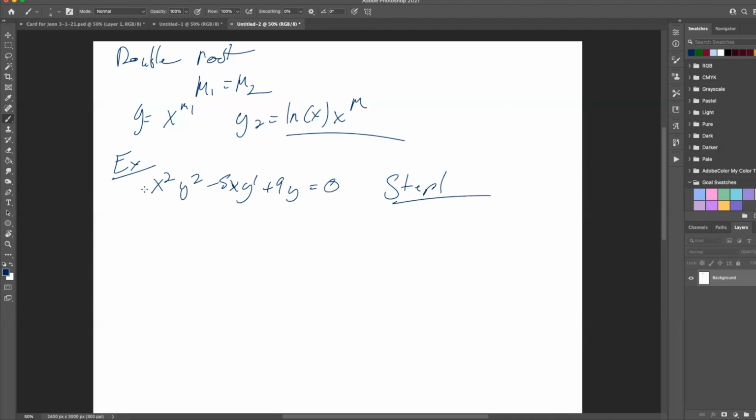All right, so our step one is write down the auxiliary equation. So this becomes m squared minus 6m plus 9 equals 0. Minus 5 minus 1 is minus 6, plus 9 equal to 0. This factors into m minus 3, m minus 3 equals 0. So m1 equals m2, which is equal to 3.